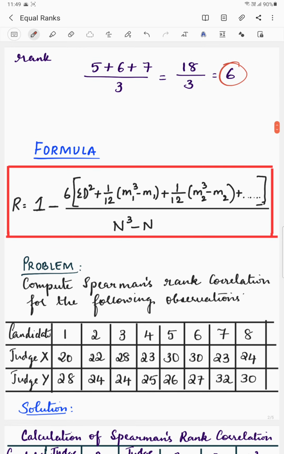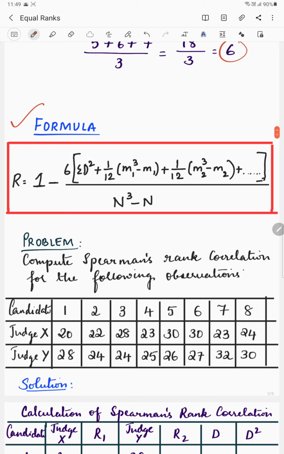So this is the formula for Spearman's rank correlation. Again, as I always say, learn the formula, because once you learn the formula you will know what you need to formulate in the table. So learn this formula perfectly. You have 1 minus 6 open brackets summation d square. This d square is what you find out in the table.